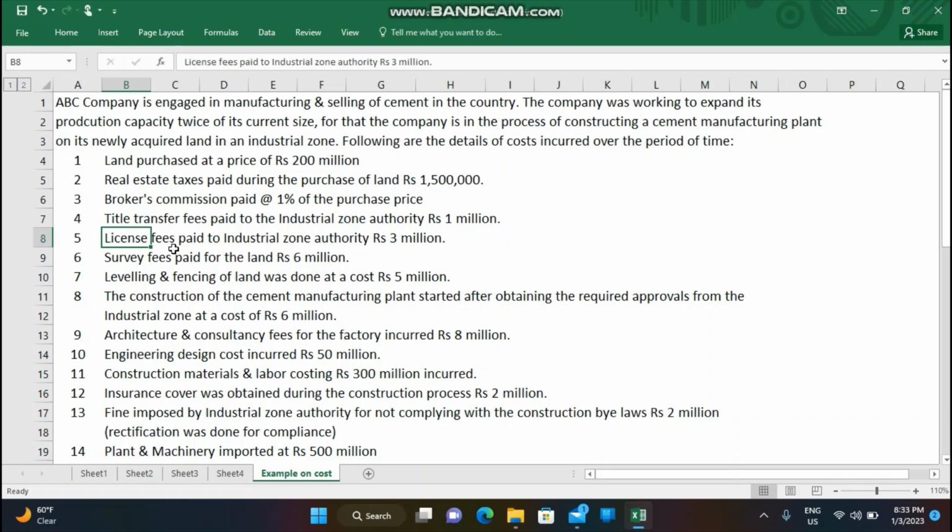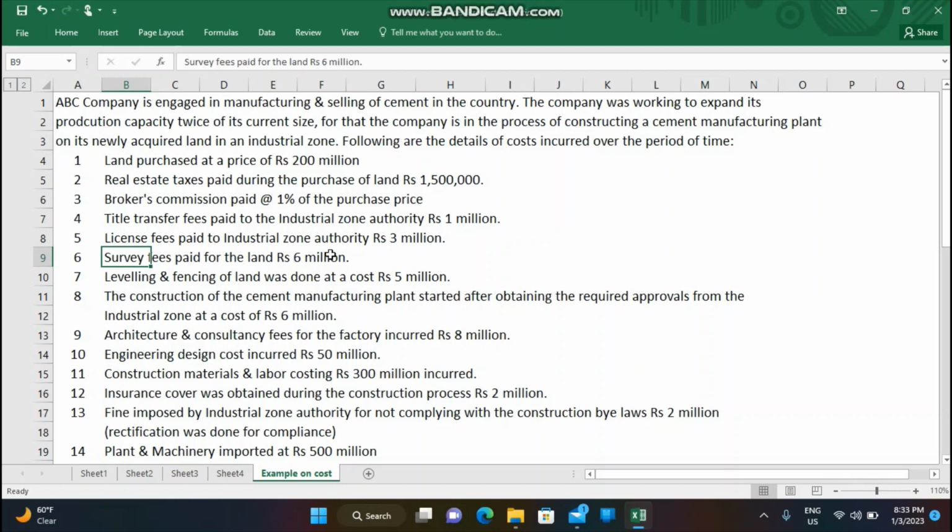Fifth one is licenses fee paid to Industrial Zone Authority for rupees 3 million. Normally, in some industrial zones, they give you a license that you are eligible to do some manufacturing activity in their industrial zone. For that, there is some fee paid. So this fee will also be included in the cost of land.